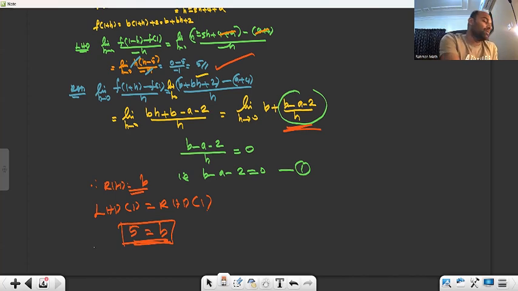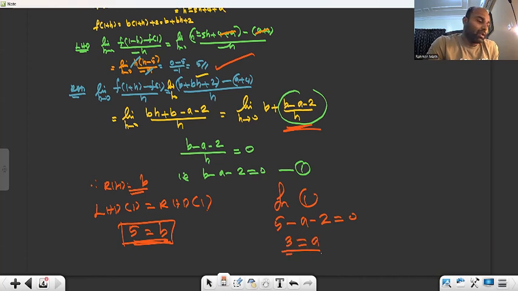From equation 1, you will get A. From 1, 5 minus A minus 2 equal to 0. 3 equal to A. A value equal to what? 3. Don't forget it. A value equal to 3.